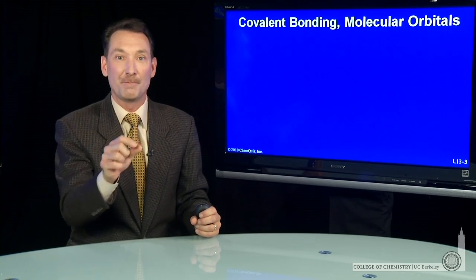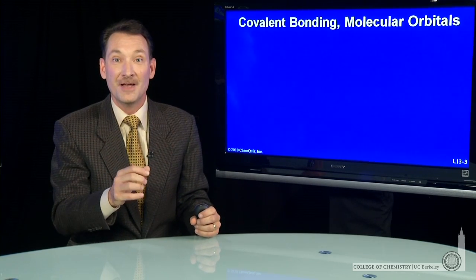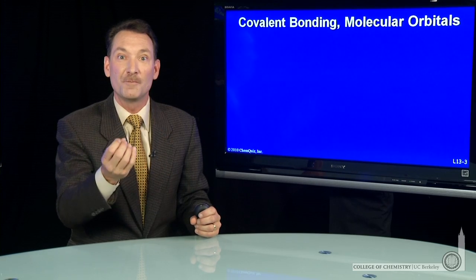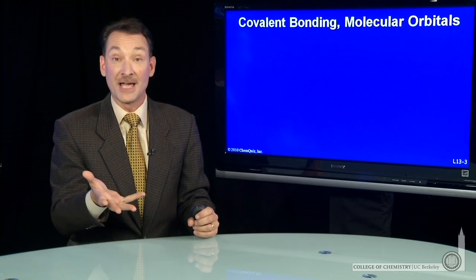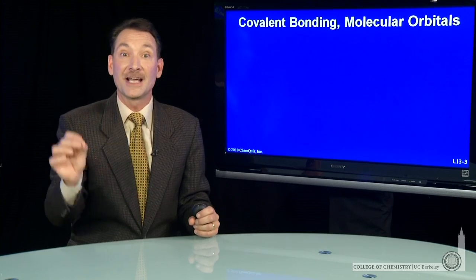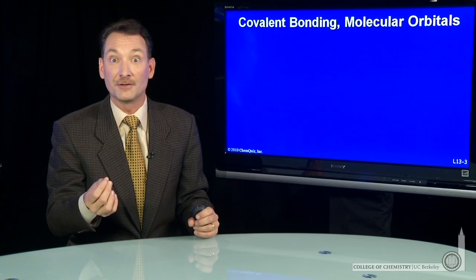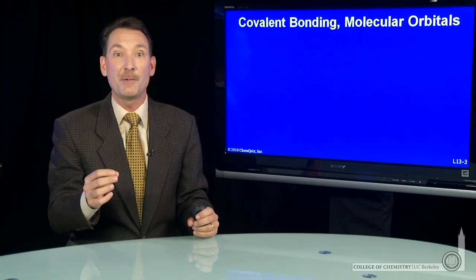But there are limitations, obviously, to our Lewis dot structure picture. Electrons aren't dots and bonds aren't little sticks. So we have to go beyond that to a real quantum mechanical explanation of bonding. Our quantum mechanical explanation of bonding will have the electrons behaving like quantum mechanical particles, particles that have wave-like properties.